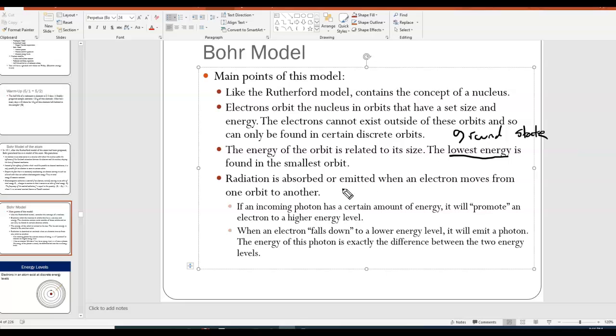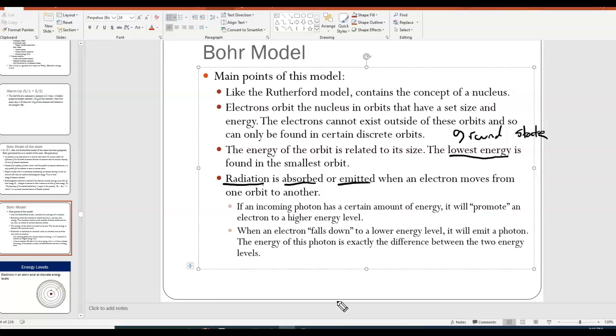And then this one that we're going to spend lots of time talking about, radiation. In this case, it's talking about photons or electromagnetic radiation, not alpha, beta, or gamma particles. That's something completely different. This is a different type of radiation. Electromagnetic radiation, that is photons, are absorbed or emitted. Keep in mind here it's saying absorbed or emitted. That's interesting. When an electron moves from one orbit to another.